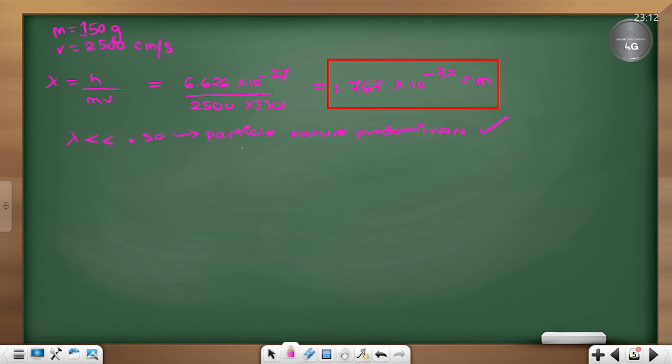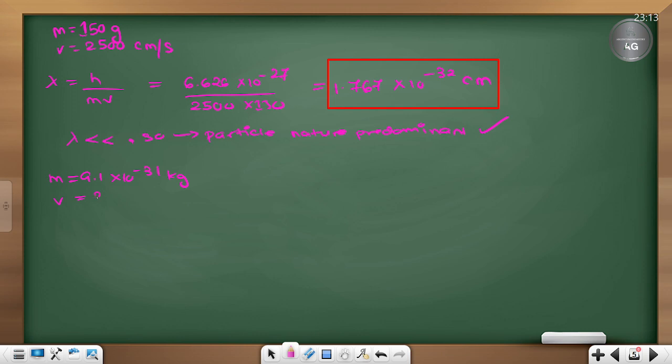Now let us take the case of an electron. What is the mass of an electron? 9.1 into 10 to the power minus 31 kg. What is the velocity of the electron? Okay, let us take a velocity of the electron.